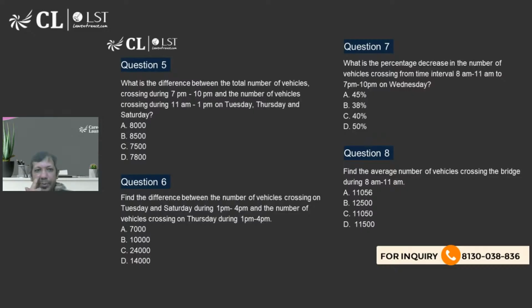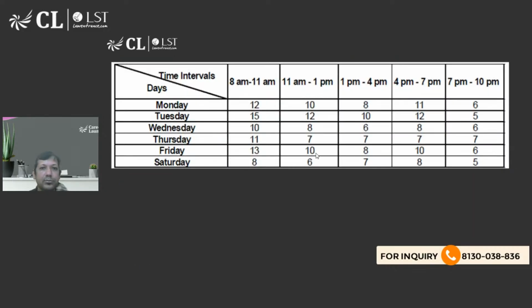What is the difference between the total number of vehicles crossing 7 to 10 p.m. and 11 to 1 p.m. on Tuesday, Thursday, and Saturday? Tuesday, Thursday, and Saturday, 7 to 10 and 11 to 1.